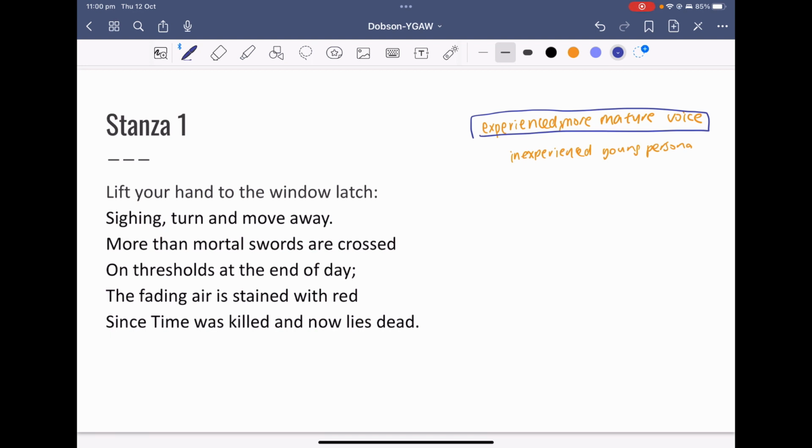Now, let's have a look at the first line here. So, lift your hand to the window latch. First things first, I want you to make note of lift. So, we have an imperative. So, remember, imperative, it's a command. And your hand, we have second person.